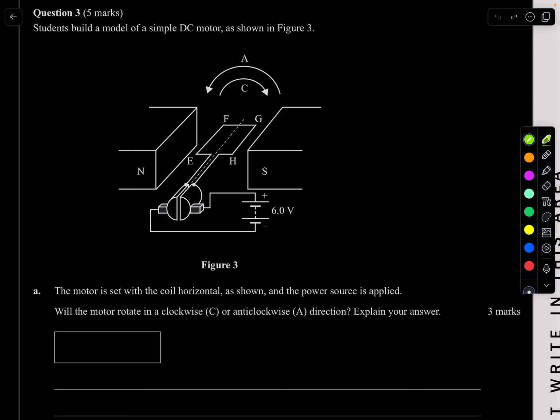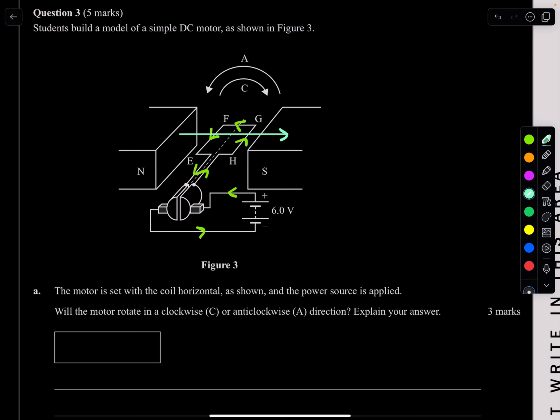Because this is a positive terminal, we're going to have current coming out here. And so it's going to pass through here, and the current's going to go from H to G. It's going to pass through here, and it's going to come out to the negative terminal. So the main thing is to have a look at H and G. Using your right-hand slap rule, what is the force that's being produced? Because remember there is a magnetic field going from north to south, which is this way.